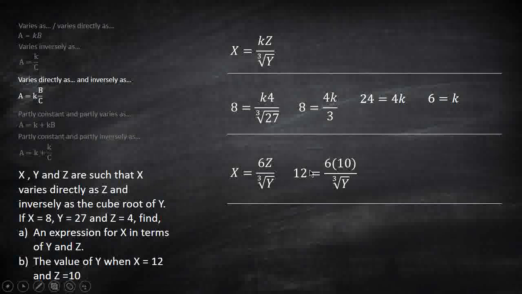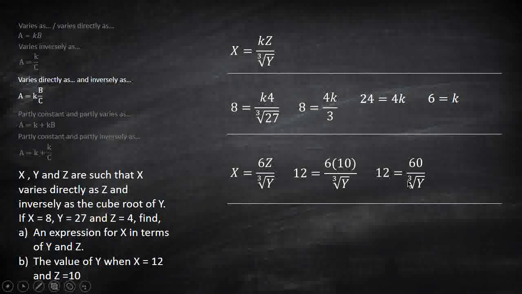Okay, sorry for that. 6 times 10 is 60. So 12 is equal to 60 divided by the cube root of y. We write 12 as a fraction, that means 12 is over 1, equal to 60 over the cube root of y. Cross multiply: 1 times 60 is 60.